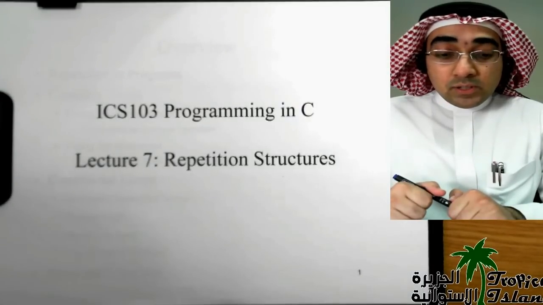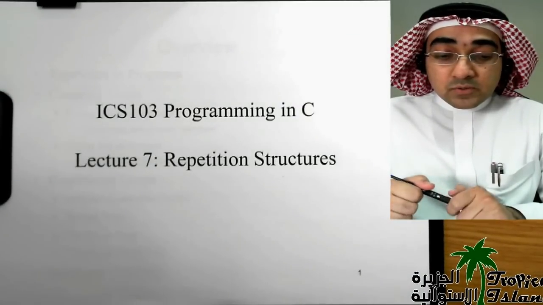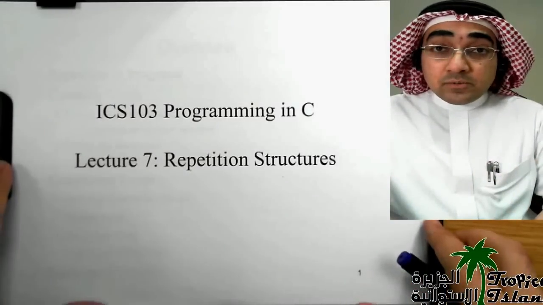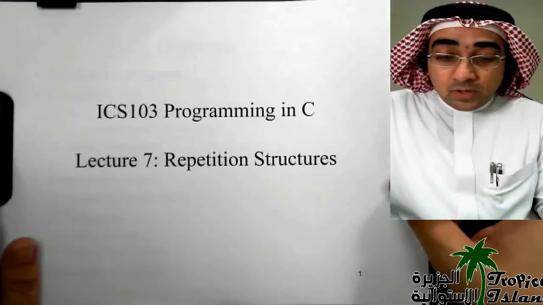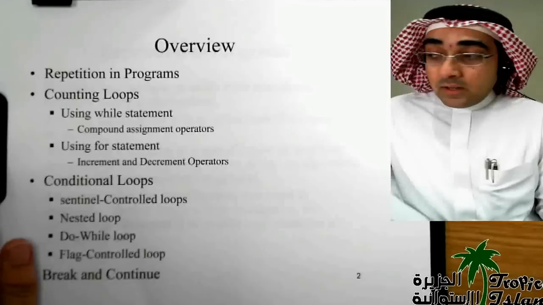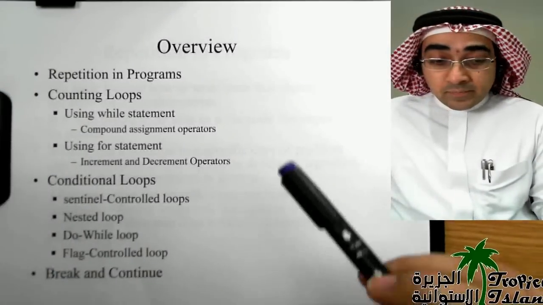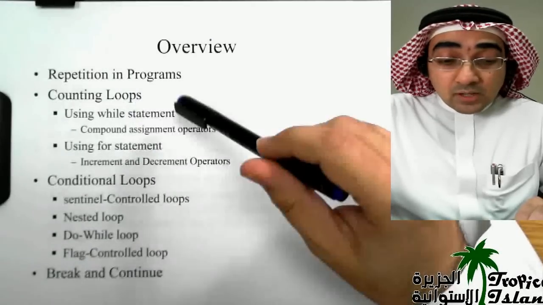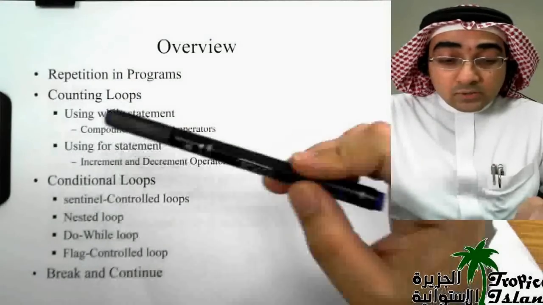Hello and welcome to the 7th lecture of the ICS 103 programming course. In this lecture we'll be talking about repetition structures, or structures that can repeat and do the same task again and again. First of all, we're going to be talking about repetition in programs, then counting loops, then while loops and for loops.